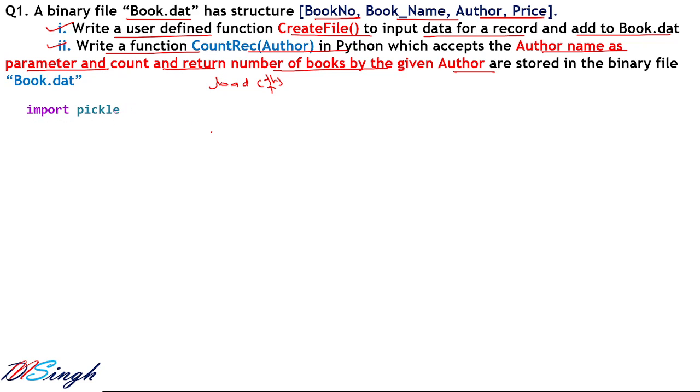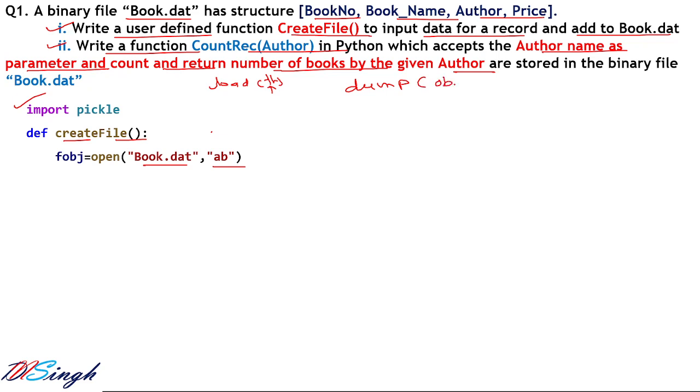This is the first statement. We are going to import the pickle module, then we write a function definition, def create file. We are going to open the file in append mode, because we want to add multiple records in it. Before adding a record, we need to create the record for it. For writing purpose, which function do we have? We have the dump function, which takes the object to be written as an argument.